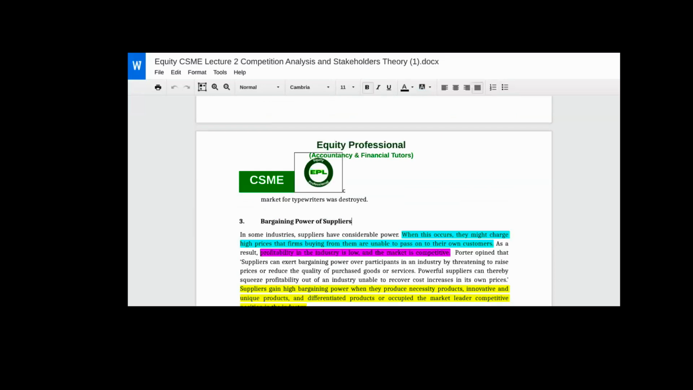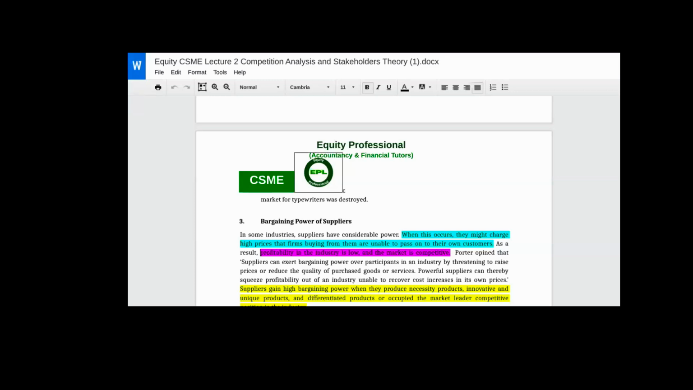So the third one is bargaining power of suppliers. What I mean by bargaining power of suppliers is a situation that occurs whereby the supplier has a dominant decision on the terms and conditions of contract. It is the supplier that determines the quality of the product they want to sell, the price at which they want to sell, the quantity they want to sell, the specification of the materials, and other terms and conditions, including price.